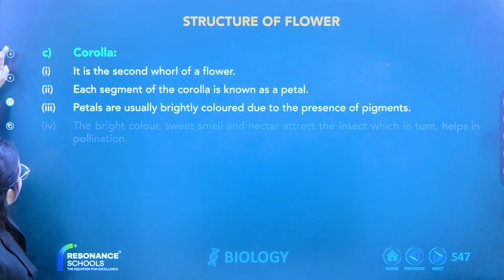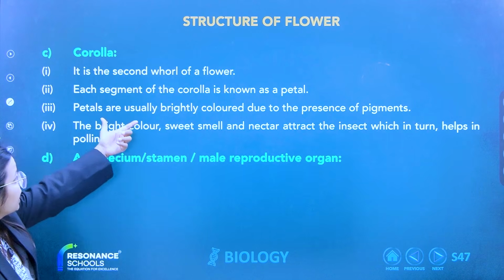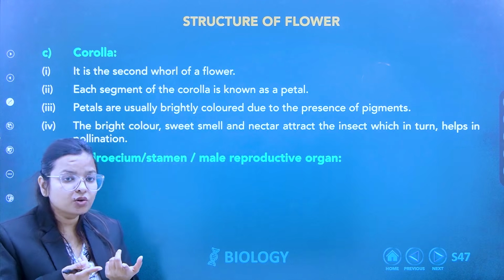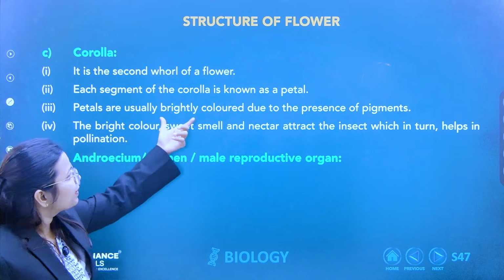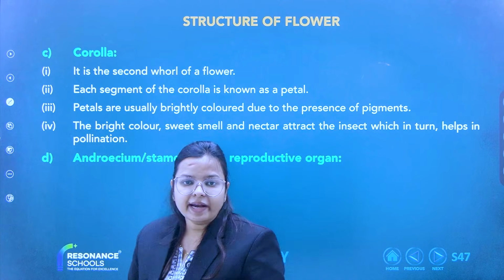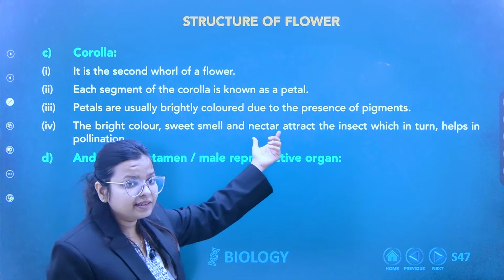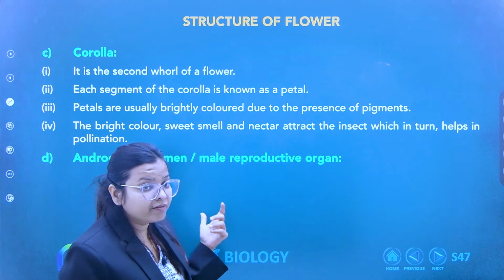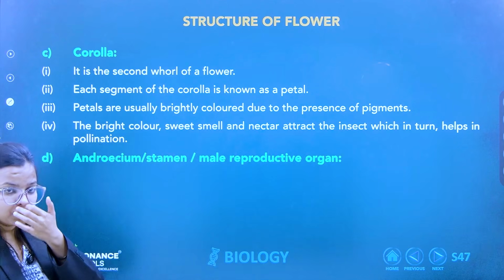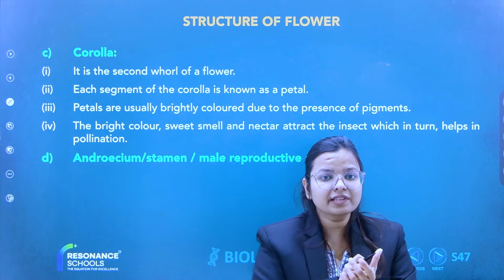Now come to the corolla. It is the second whorl of a flower. Each segment of the corolla is known as a petal, or you can say a group of petals is known as corolla. Petals are usually brightly colored due to the presence of pigments. And what is the use of bright color? The bright color, the sweet smell, and the nectar, these three things are very important. Why? To attract insects, which in turn help in pollination. Because of the fragrance and color, insects are attracted towards them.